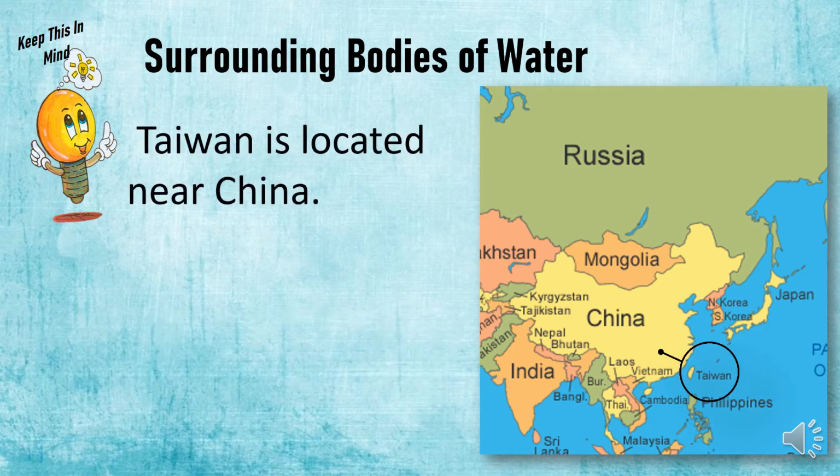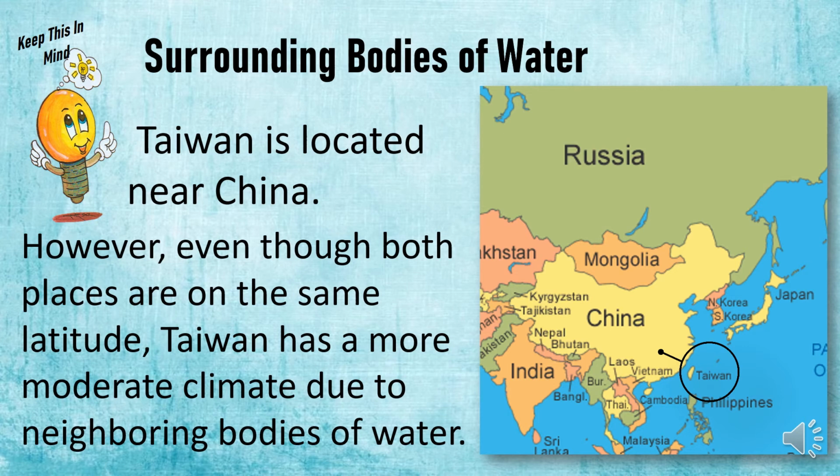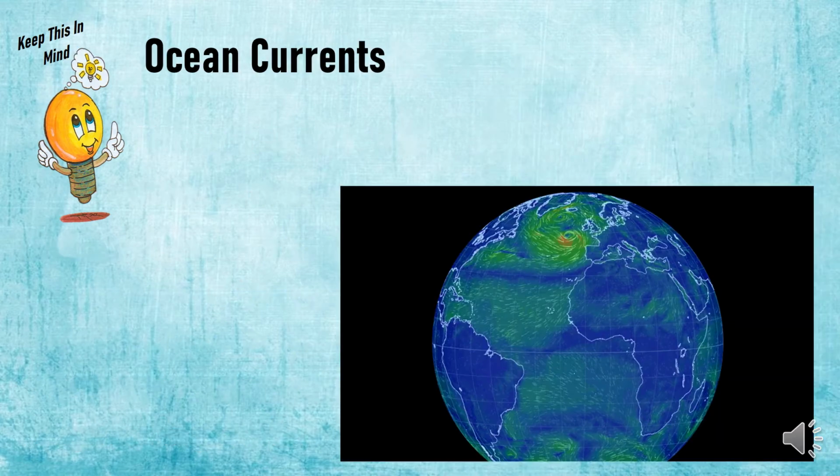Taiwan is located near China. However, even though both places are on the same latitude, Taiwan has a more moderate climate due to neighboring bodies of water. Taiwan experiences an average maximum temperature of 30 degrees Celsius and an average minimum temperature of 12 degrees Celsius. China, on the other hand, has an average maximum temperature of 40 degrees Celsius and an average minimum temperature of -20 degrees Celsius. Next is ocean currents.